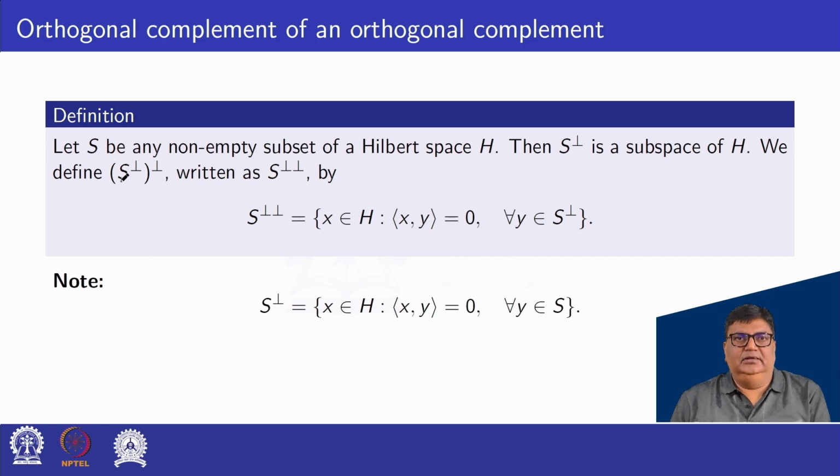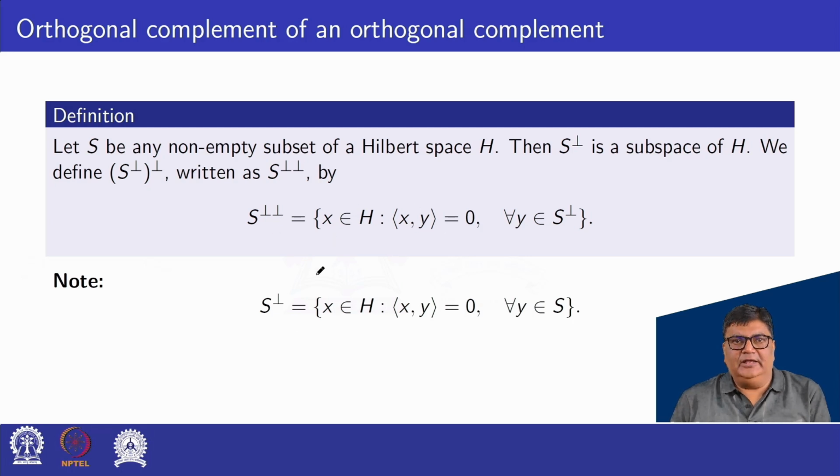In this lecture, we start the orthogonal complement of an orthogonal complement. Let S be a non-empty subset of a Hilbert space H, then S perpendicular is a subspace of H. We define the perpendicular of S perpendicular, written S double perpendicular. It is defined as the set of X belonging to H such that the inner product of X, Y is equal to 0 for all Y belonging to S perpendicular.